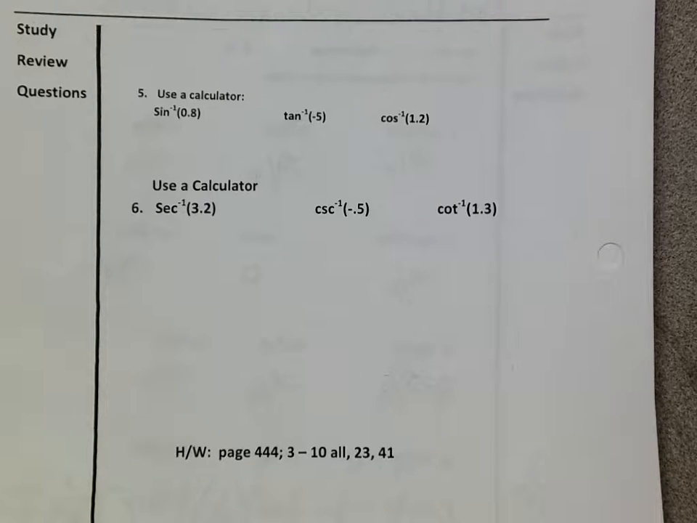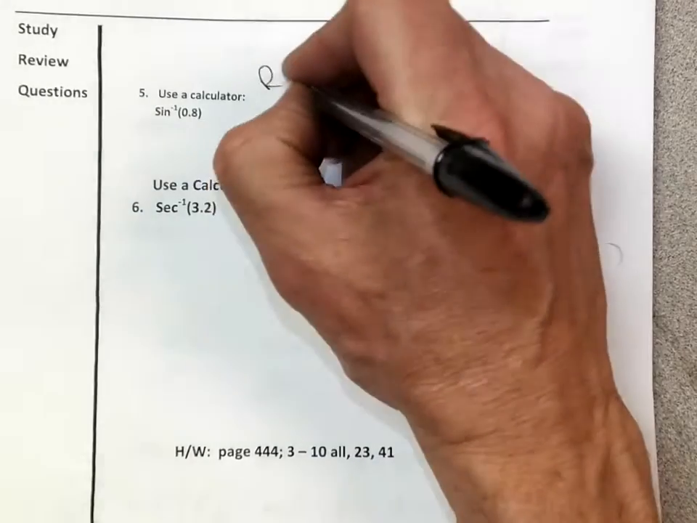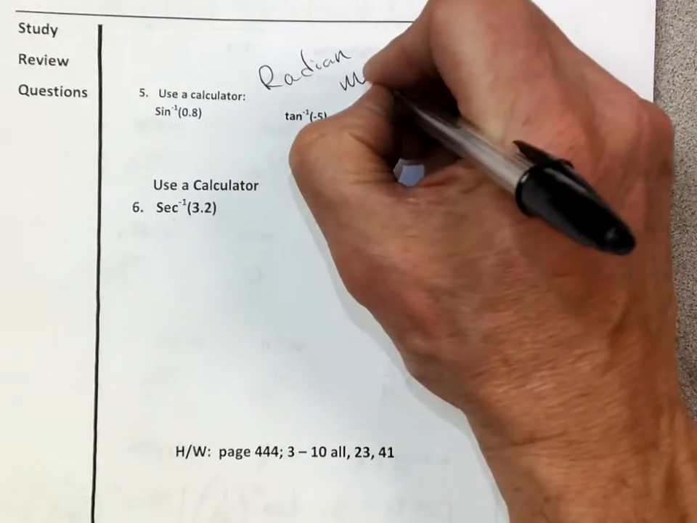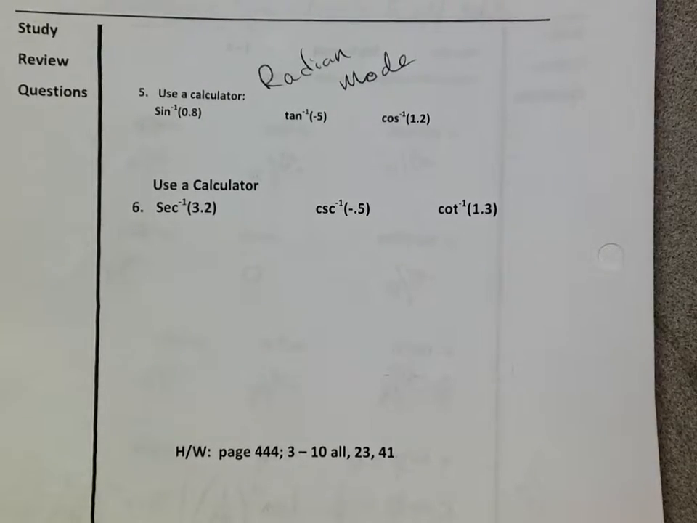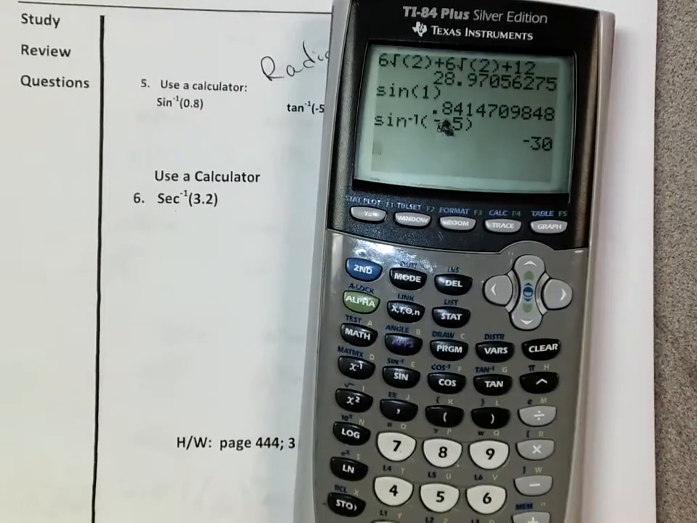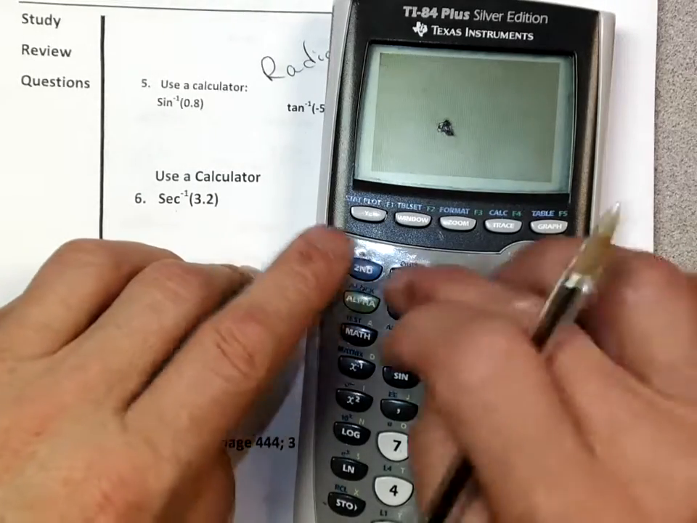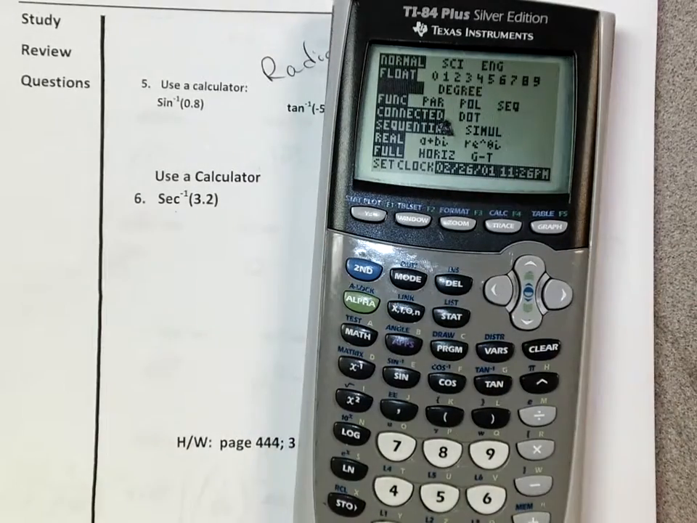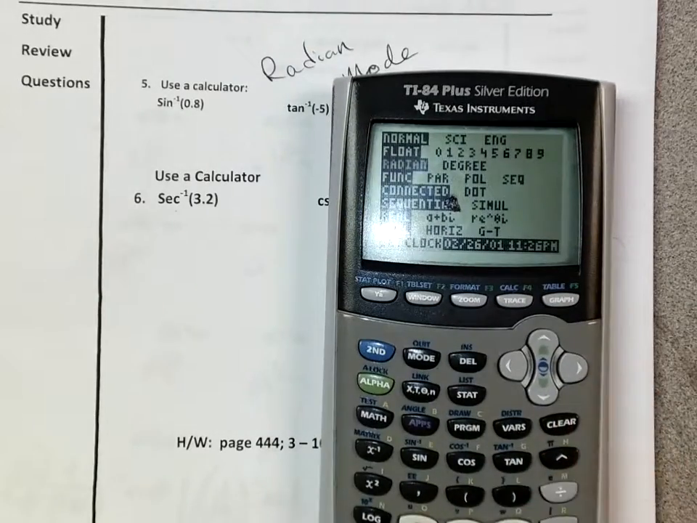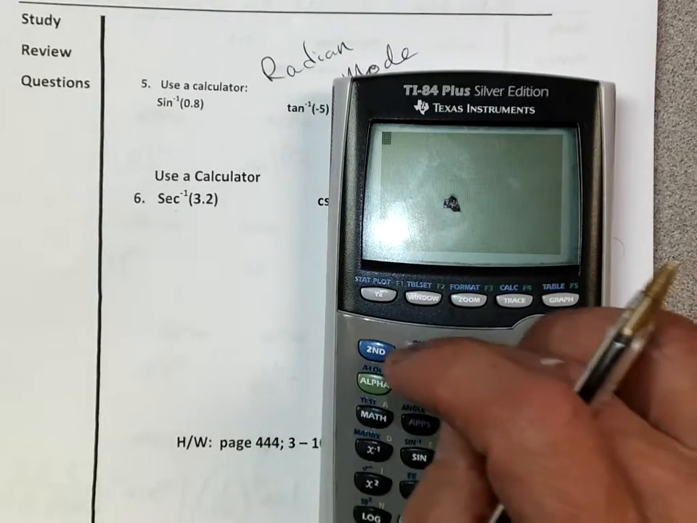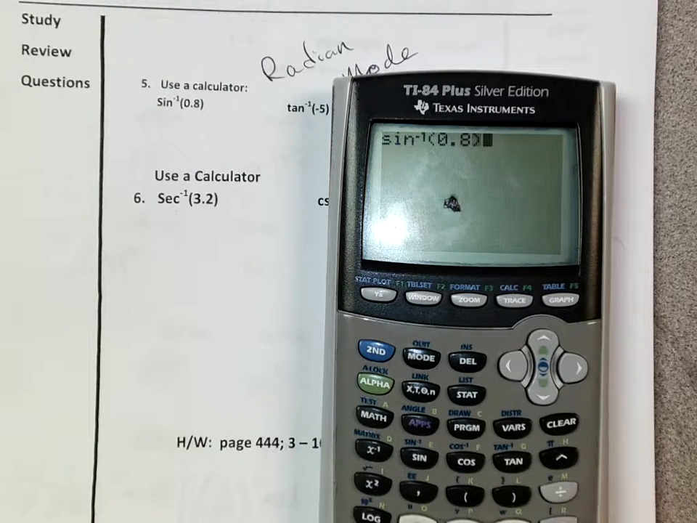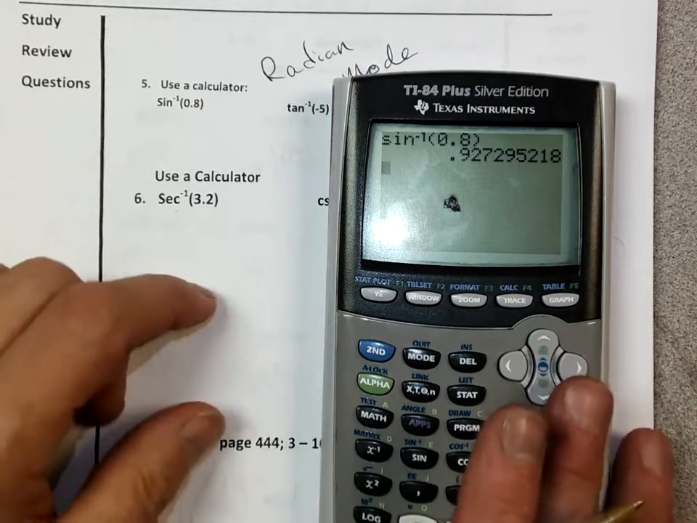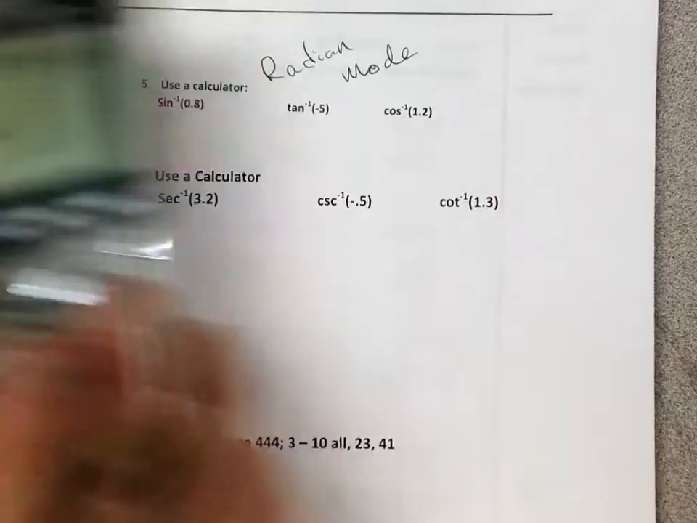So, sine inverse. Now, we need to do it in radians mode, because we don't do degrees, because degrees are for dummies, right? So this is easy, okay? First I have to check my mode. My mode's got to be in radian mode, right? Put it in radians. And then I'm just going to go sine inverse of 0.8, okay? And I get an answer, 0.927, okay?